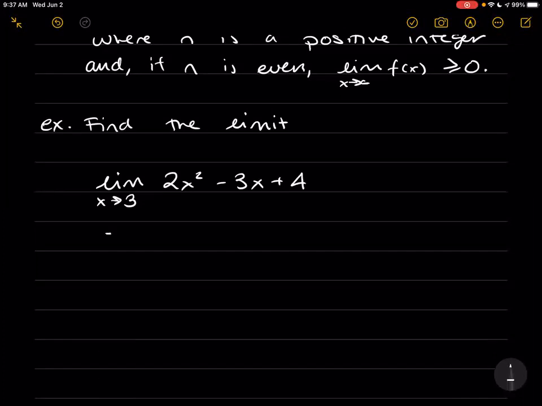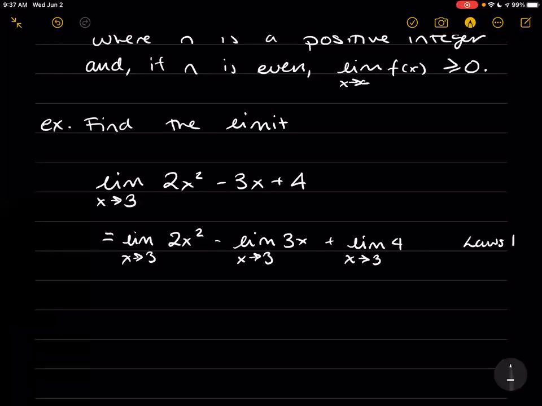What we can do is we can use the first and second laws and split this limit up over the addition and subtraction. So this becomes the limit as x approaches 3 of 2x squared minus the limit as x approaches 3 of 3x plus the limit as x approaches 3 of 4. So this was using laws 1 and 2.